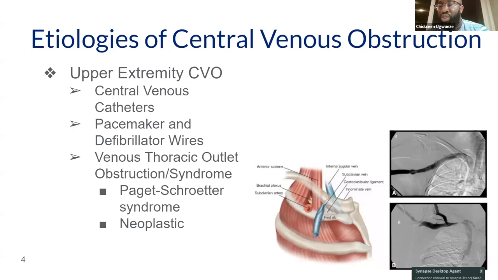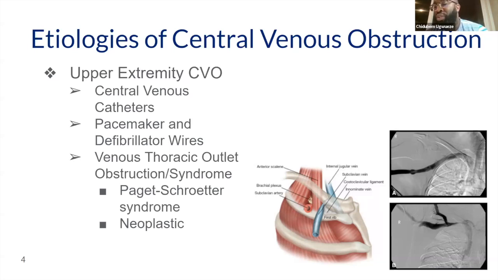The first step is to do a thrombolysis. You drop a catheter there and lyse the clot. And once you lyse the clot and find that the cause is Paget-Schroetter, the next step is to refer them to a vascular surgeon who would do a first rib resection. If there's persistent narrowing there after the first rib resection, then you can proceed with angioplasty and possible stenting.